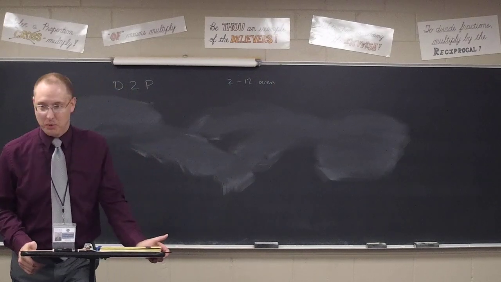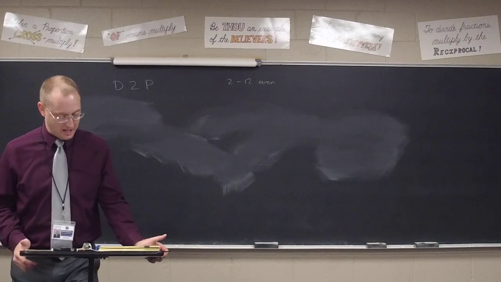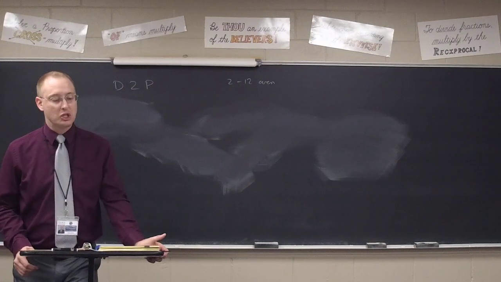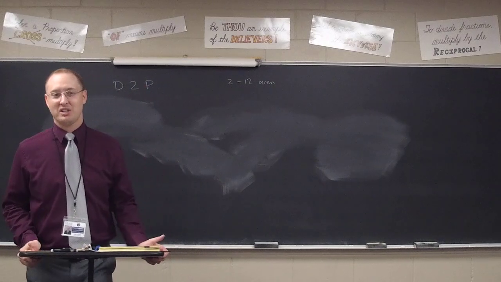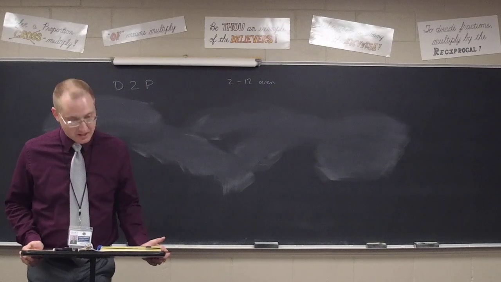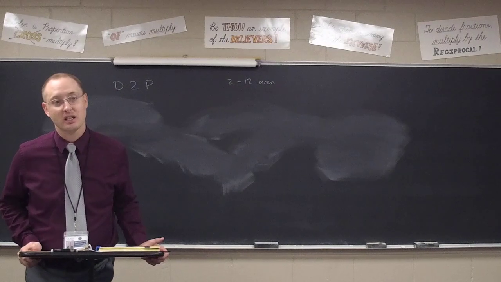How about number 8? What did you get for your reduced answer, Elaine? 22 over 25. 22 25ths is correct. How about number 10? This was a big one. What did you get for this one, Michael? I got 78.